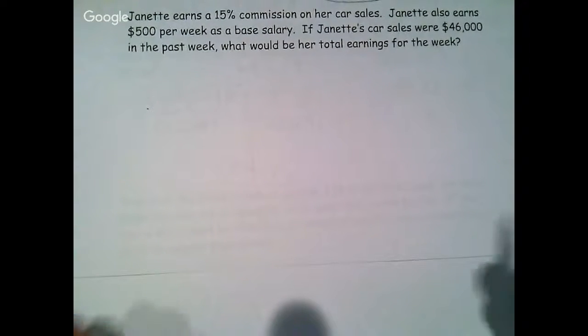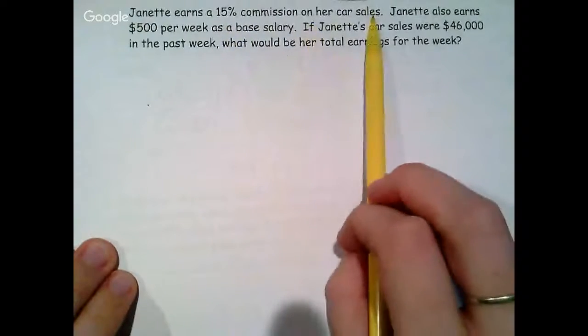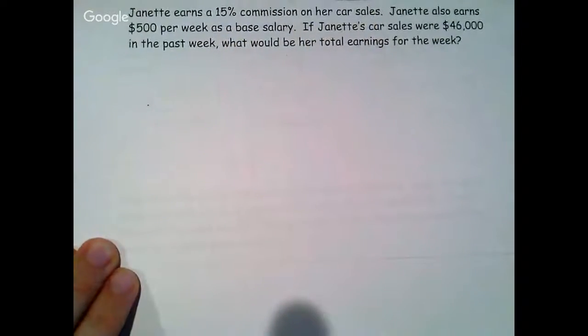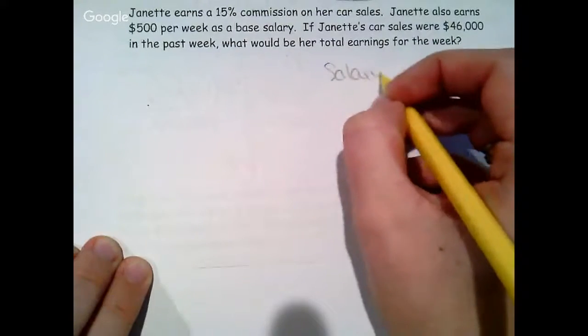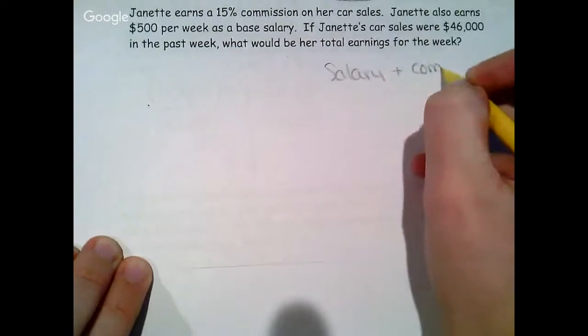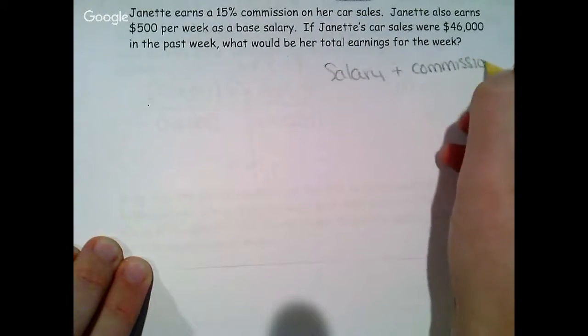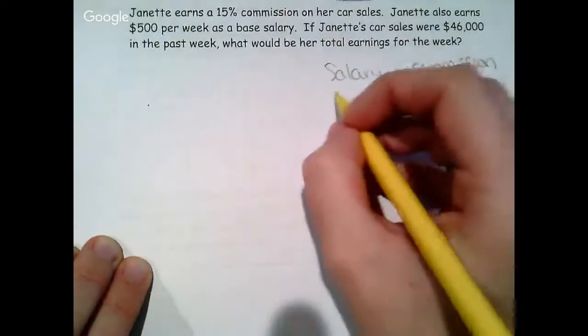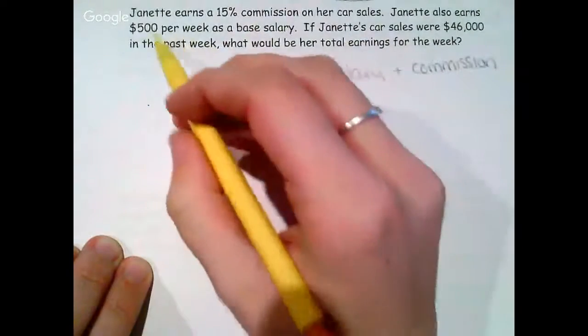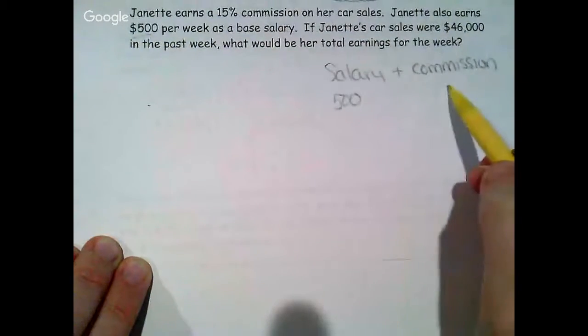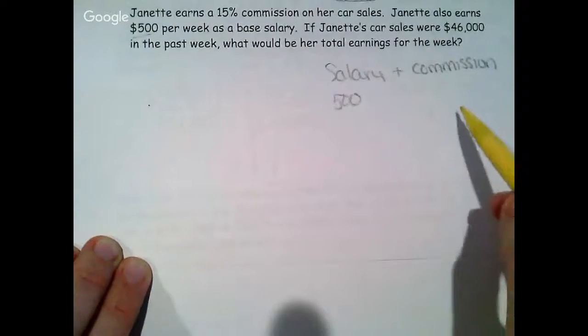Okay, so we have 2 different parts. We have 15% commission on her car sales plus $500 per week base salary. So no matter what, she makes her salary plus her commission each week. Right, so if I look here, her salary each week is $500. It says so right here, but it doesn't say how much in commission, so I need to figure that out.